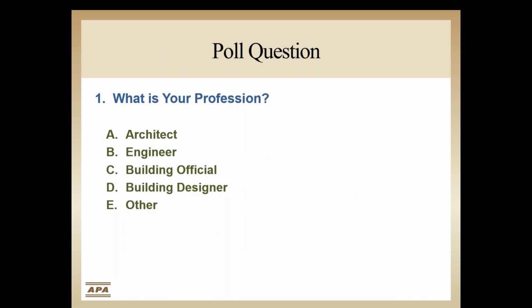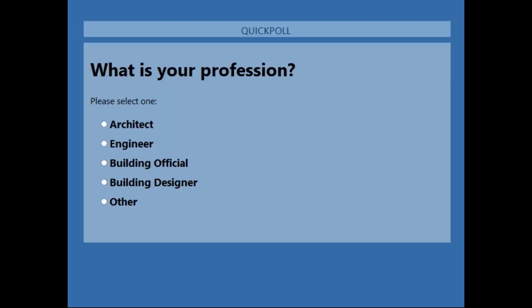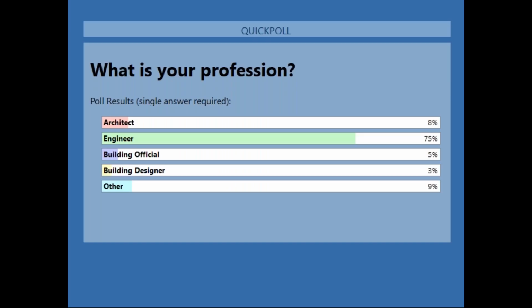Before we get started, we have a poll question, so I'd like to turn this over to Karen to run the poll question and see who we have attending today. Thank you, Bob. As you can see, the simple poll question, what is your profession? Please select one: architect, engineer, building official, building designer, or other. We'll go ahead and close that poll now and share the answers. Excellent. It looks like 75% of you are engineers, 8% architects, 5% building officials, 3% building designers, and 9% other. Back to you, Bob.